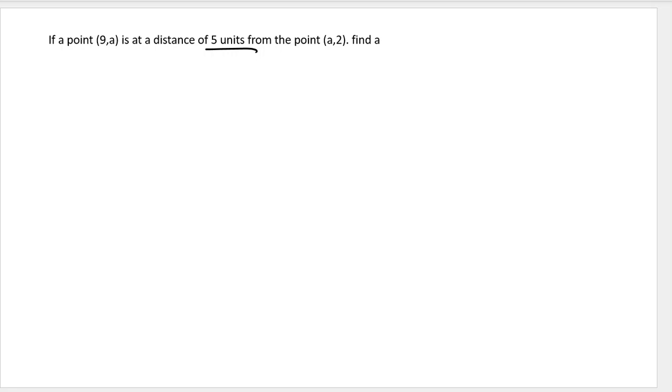We now start solving this problem. If a point (9, a) is at a distance of 5 units from the point (a, 2), find a. So we are told that there is a point (9, a) which is at a distance of 5 units from a point (a, 2). We have to find what this a is.